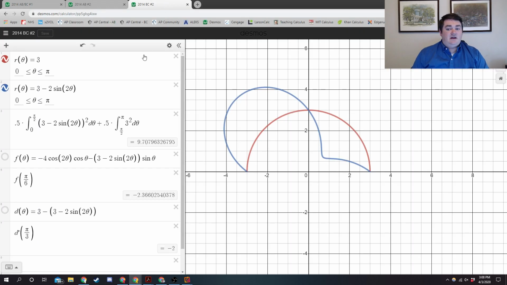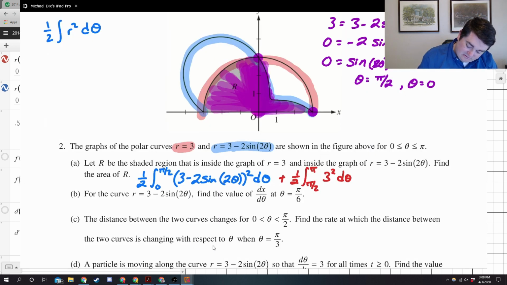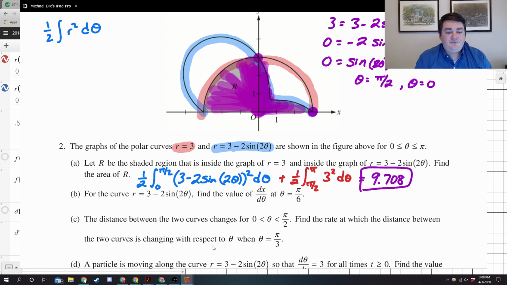And thankfully, this is a calculator active problem. So I can come to my calculator here and plug all of this in and get 9.708 as the value of these integrals, 9.708. Remember, we accumulate area radially with polar graphs. I call that the magic windshield wiper, where as you rotate around, you gain more and more area.